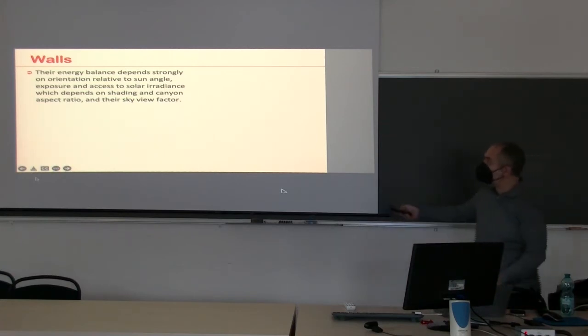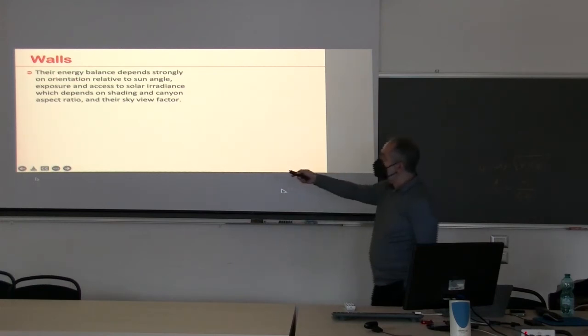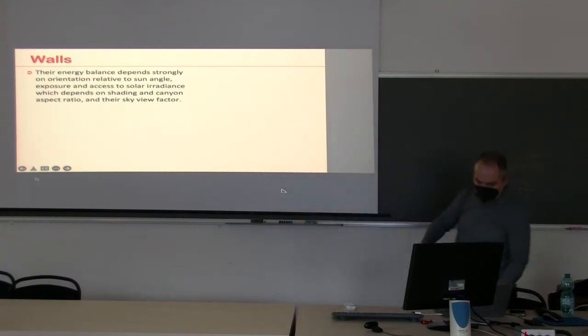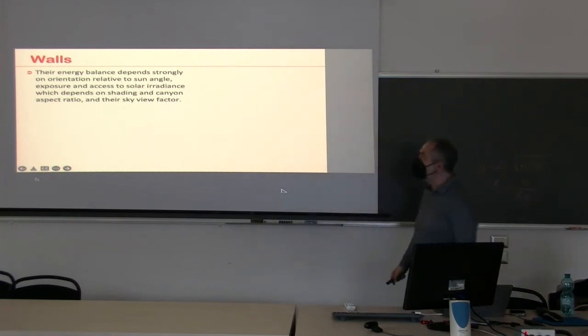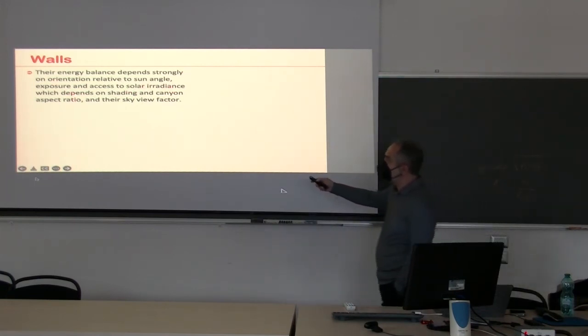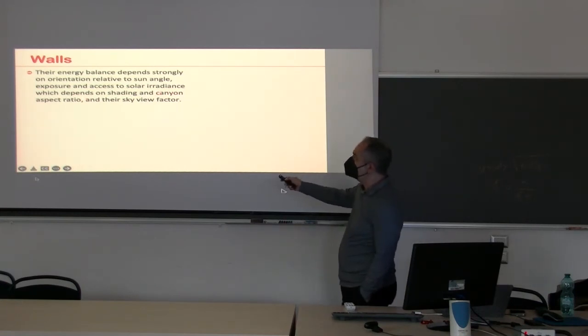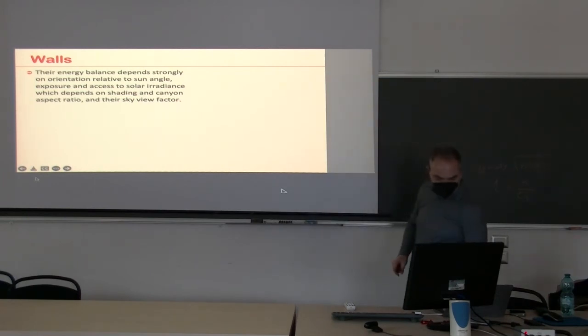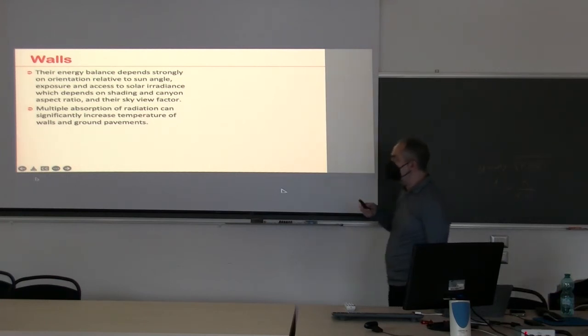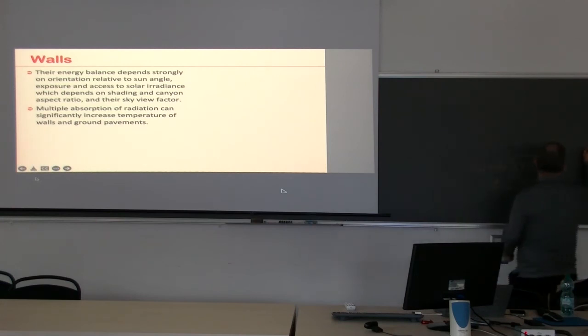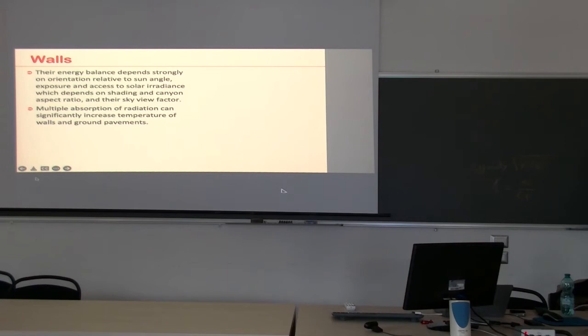Okay. So let's talk about walls now. The energy balance of the walls is going to depend very strongly on the orientation relative to the sun angle, exposure and access to solar irradiance, which depends on shading, aspect ratio, and sky view factors. So multiple absorption of radiation can significantly increase the temperature. This is basically when you have, in the canyon, for example, a ray of light that can hit the wall and be reflected once and another time. And so it's absorbed 3 times instead of only 1 time, for example, when it hits the roof.